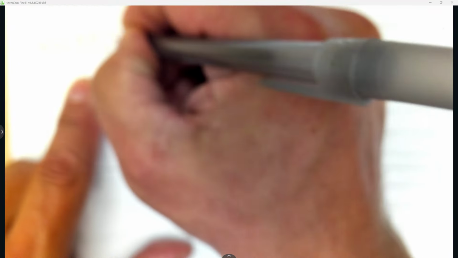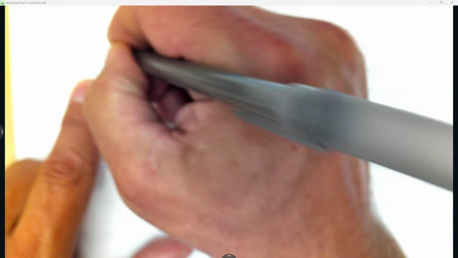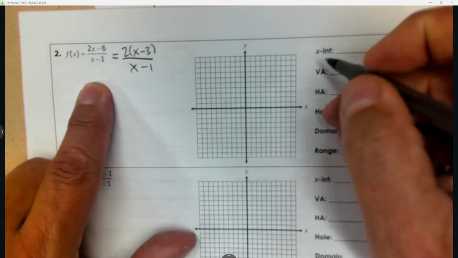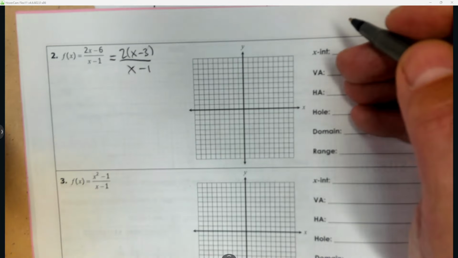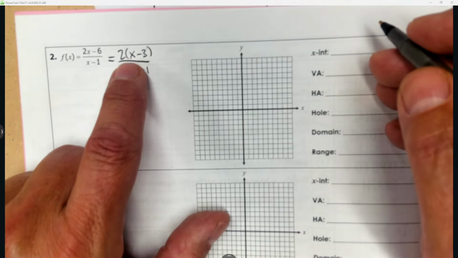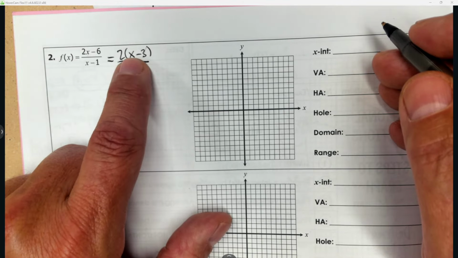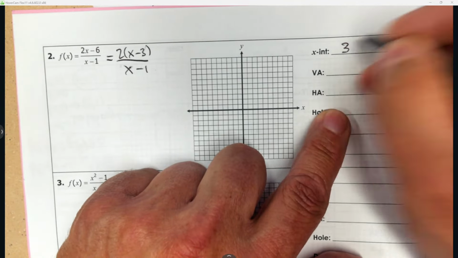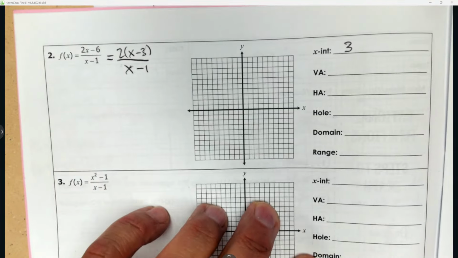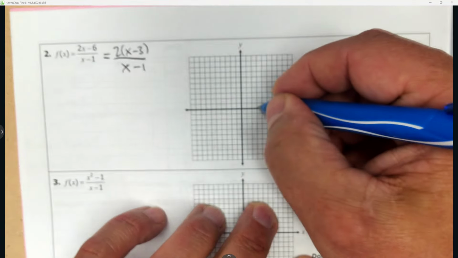So I'm going to factor out a 2. That leaves me with x minus 3. I want to see if something crosses out. It doesn't. The x-intercept is what makes this 0. So if the factor is x subtract 3, the opposite number, positive 3, makes it 0 on top, and that's the x-intercept.